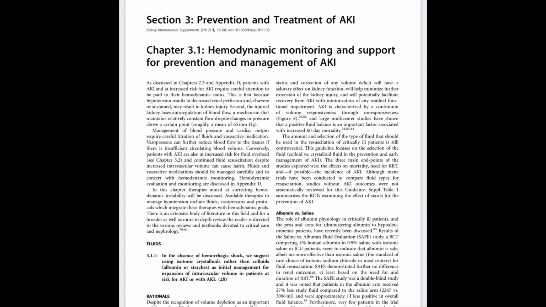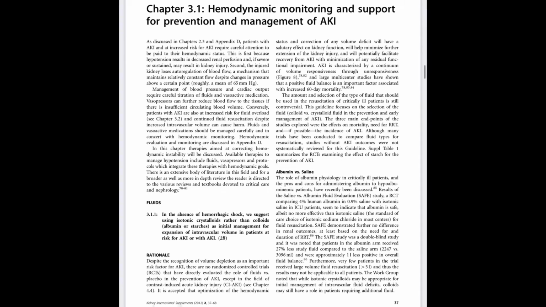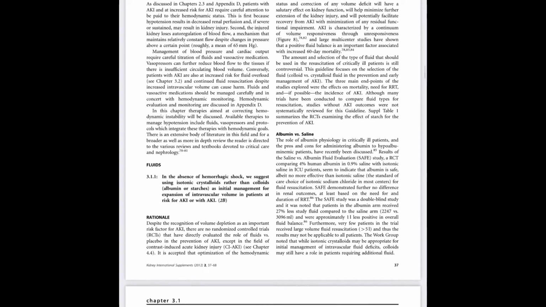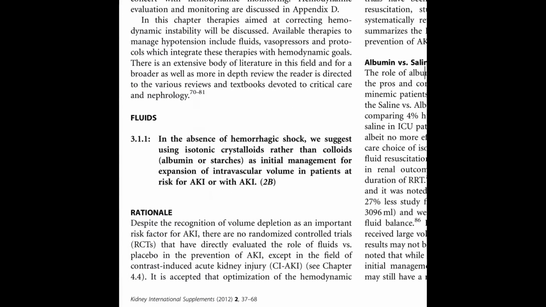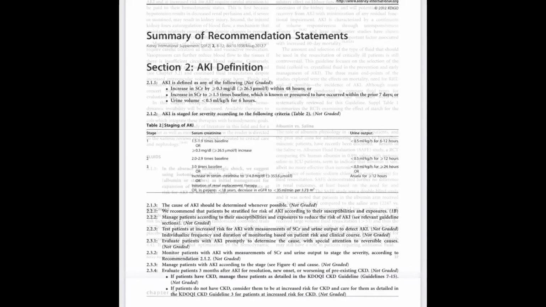Moving on to Section 3, this is where you'll learn about the prevention and treatment of AKI. In this section, the chapters talk about the different types of fluids as well as different medications that could be used while treating a patient with an AKI. Throughout this section and all the other sections, you'll see recommendations that tell you different things that are suggested regarding different stages and different criteria of AKI.